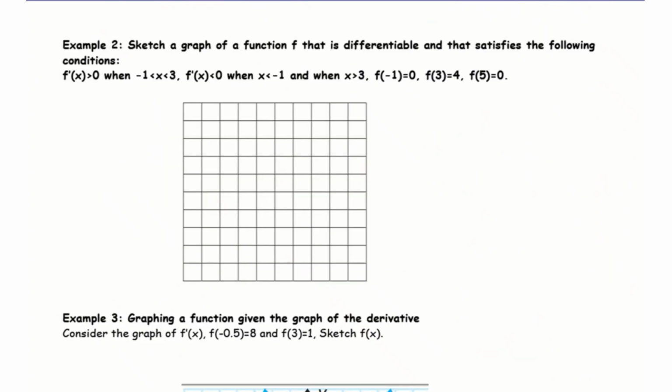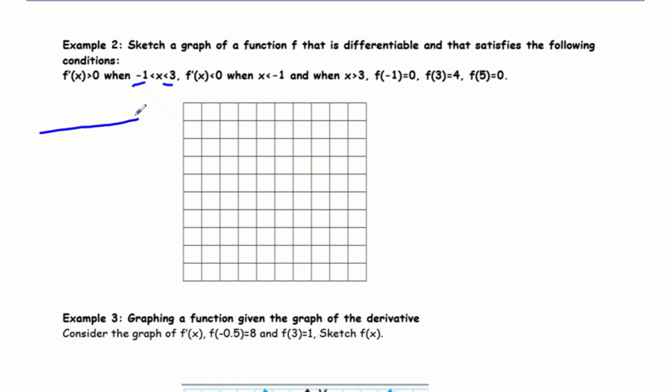So now we are going to see the next example, example 2. It asks you to sketch a graph of a function that is differentiable and satisfies the following conditions. f prime x is greater than 0 when x is from negative 1 to positive 3. So how to do this question? We want to draw that. You could draw the chart.